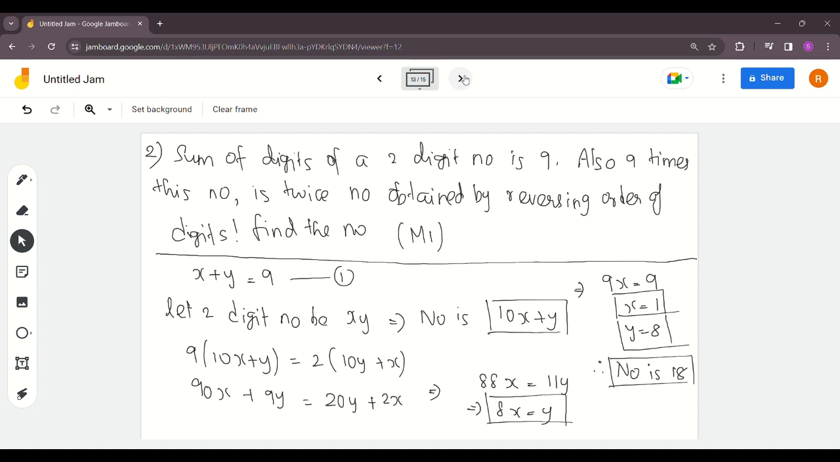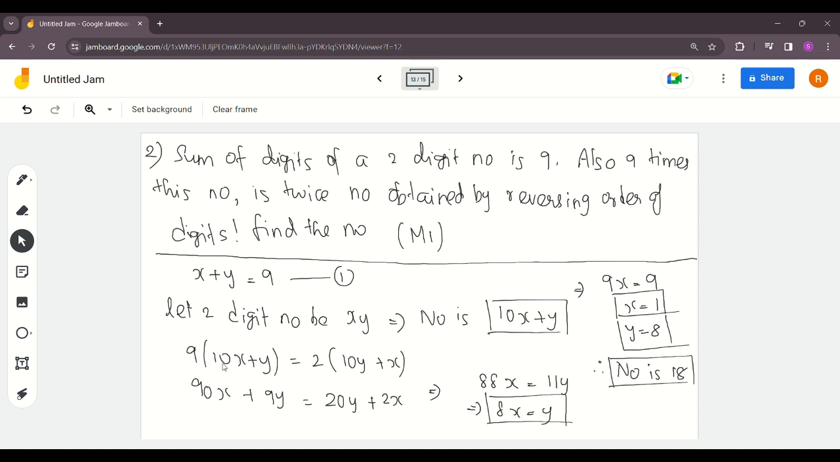Let the 2-digit number be xy first, and then they have given sum of the digits of a 2-digit number. That means x plus y equal to 9. And what have they given? Also 9 times this number. Already I have taught you, if xy is the 2-digit number, then the proper number has to be 10x plus y. So 9 times this number means 9 into 10x plus y. That is equal to twice the number obtained by reversing the order of the digits. So 2 into 10y plus x. The reversed digit will be yx, and so the proper number will be 10y plus x. So twice 10y plus x.